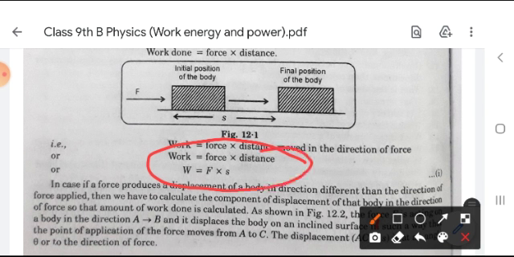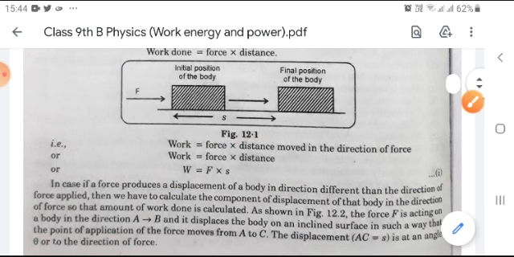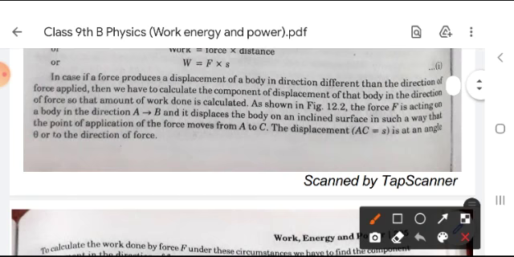So what comes the unit? The unit of force is here Newton and distance unit is meter. So work unit is Newton meter. Okay. Now another unit is joule. Newton meter is also called joule.